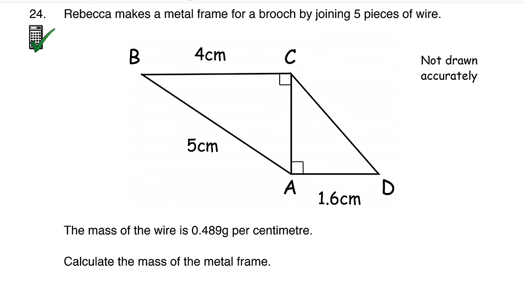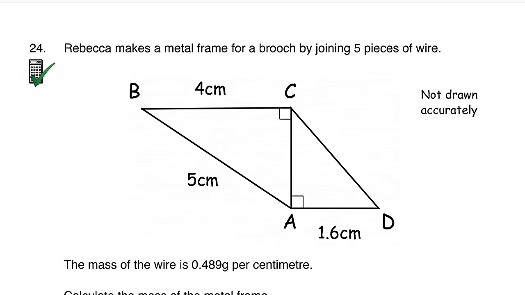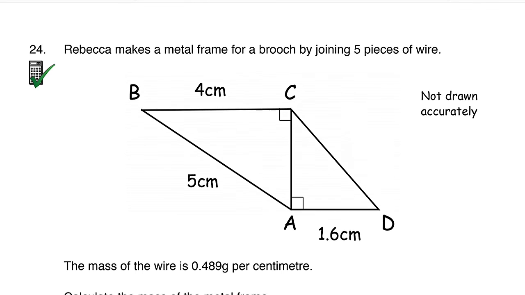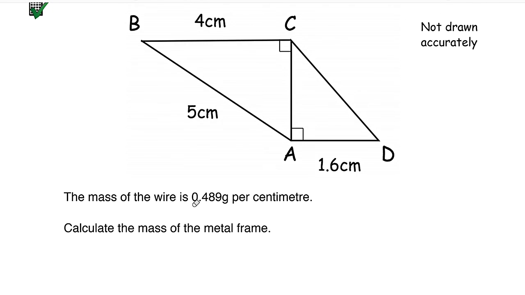Then question number 24. Rebecca makes a metal frame for a brooch by joining 5 pieces of wire, 1, 2, 3, 4, and 5. The mass of the wire is 0.489 gram per centimeter. Calculate the mass of the metal frame. So to do that, we need to find these 2 side lengths, 1 and 2. So let's start with this one.